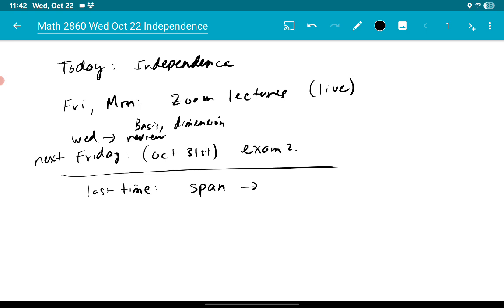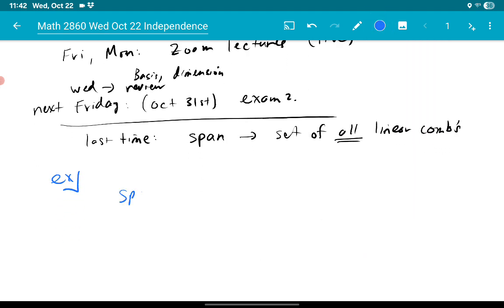All right, so span. Remember the definition of span? It's a small word, but it has an important definition. The span of a set is the set of all linear combinations. All possible linear combinations is the important thing. So let's start with a quick example to remind us.